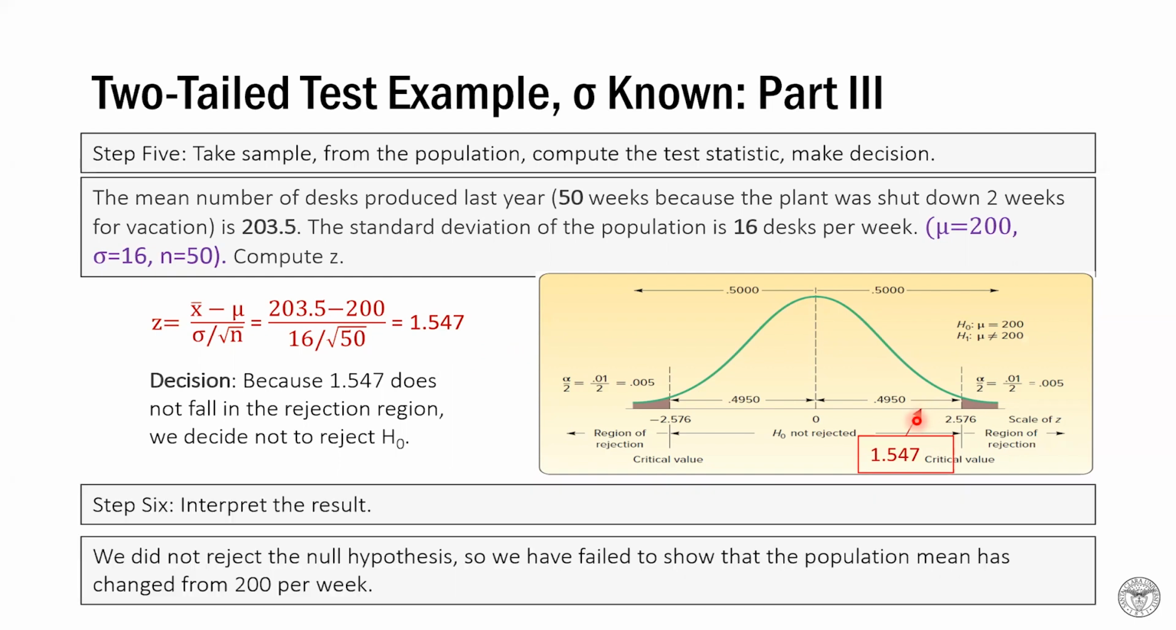In conclusion, the sample information fails to indicate that the new production methods resulted in a change in the 200 desks per week production rate. However, we did not prove the assemblage rate is still 200 per week. We fail to disprove it, which is not the same as proving it to be true.